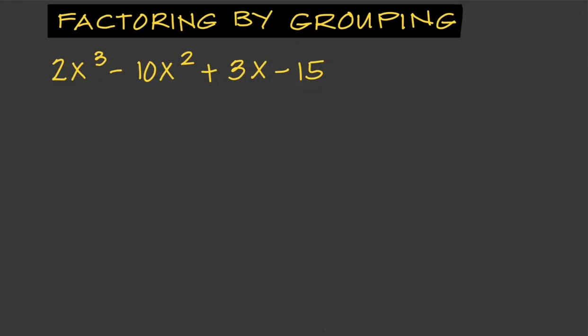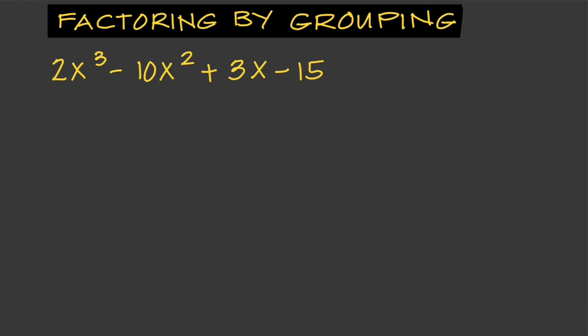Now let's factor some polynomials by grouping. So how are we going to do that? Say for example, we're given this polynomial. This polynomial here has 4 terms. So all we have to do is divide the polynomial into 2 groups, the first half and the second half.